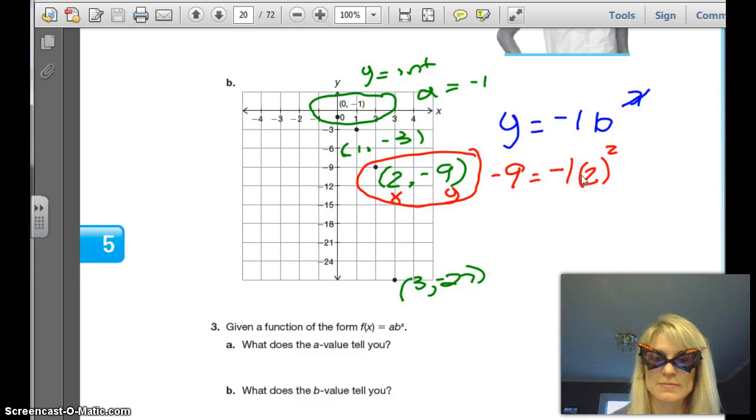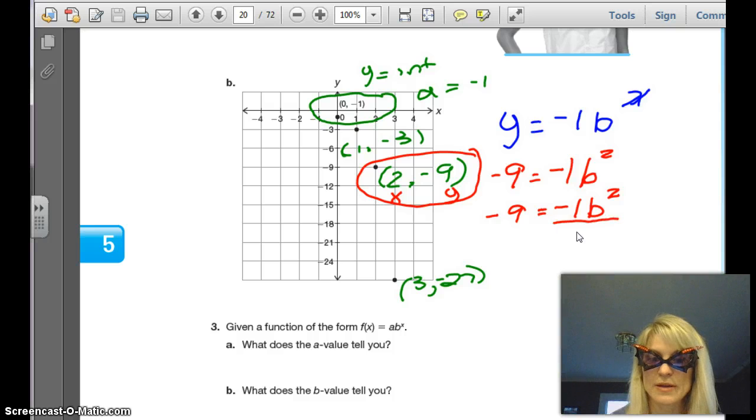Oh, I did that backwards. Sorry, I didn't have b, I had x. So I'm going to plug in 2 for x. Sorry about that. So I plugged in my y, and I plugged in my x. X was 2, and we had the negative 1. So I have negative 9 equals negative 1 times b squared. I can do a little math and get rid of this negative 1 by dividing this side by negative 1 and this side by negative 1. And I'll get 9 equals b squared.